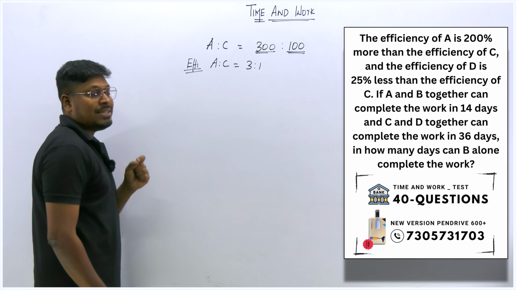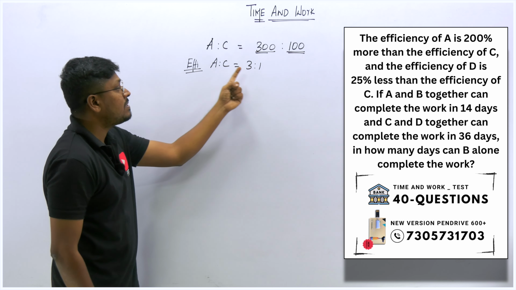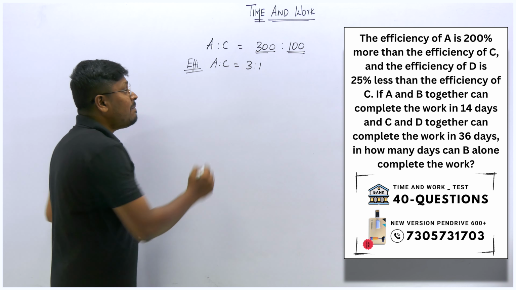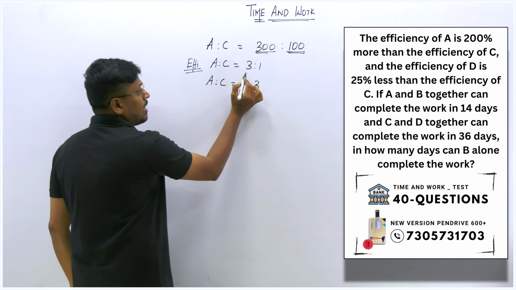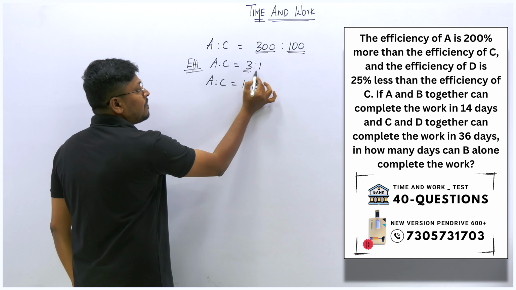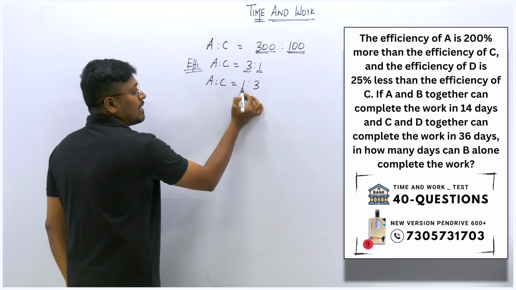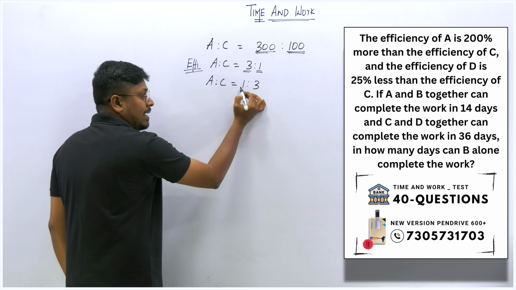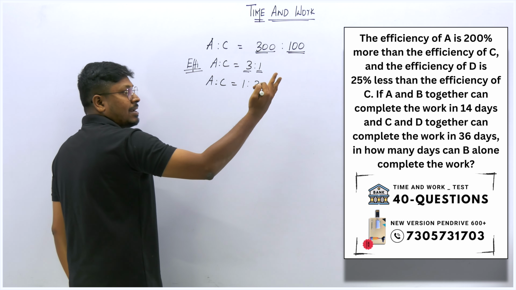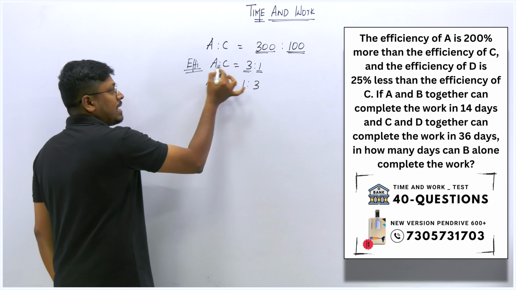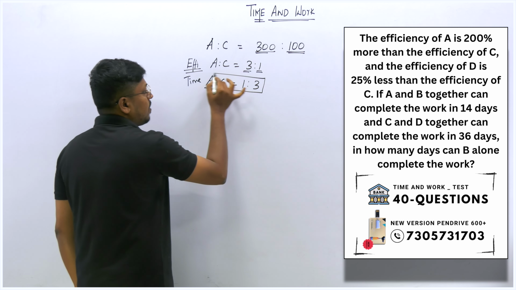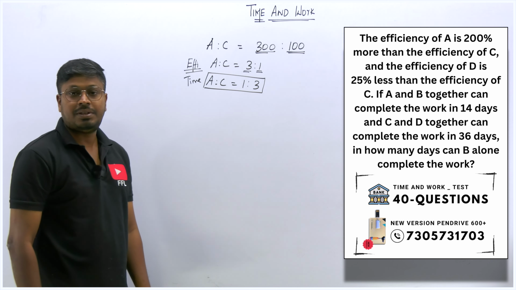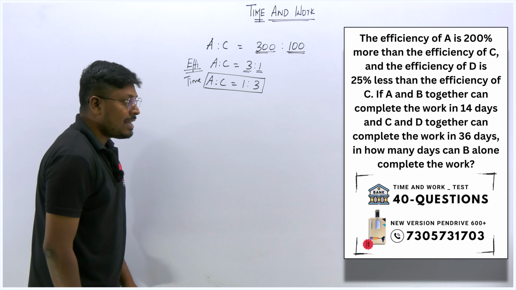If the efficiency ratio of A to C is 3:1, then the time ratio of A to C will be 1:3. So friends, understood? If A is 3 times as efficient as C, then A can complete a piece of work in only 1 day, where C takes 3 days, right? That is the concept here. So this is the efficiency ratio, this is the time ratio. Now we got A to C as 1:3. So what is the next data they have given?